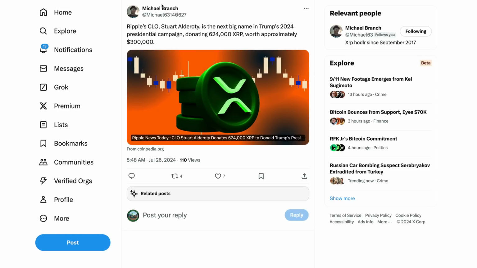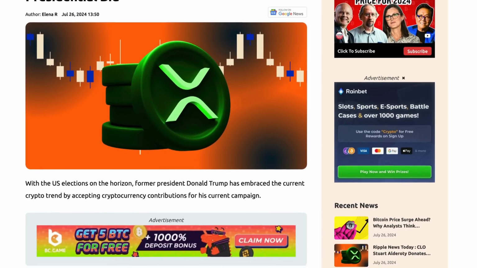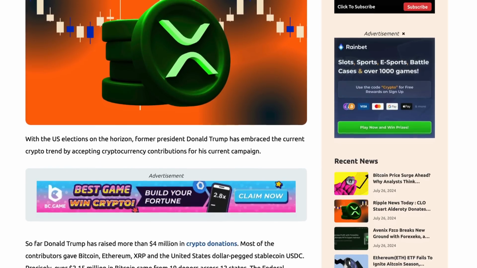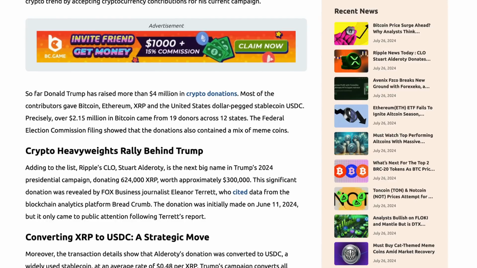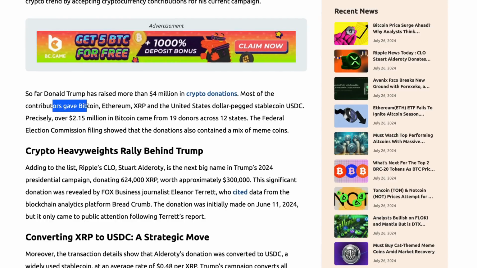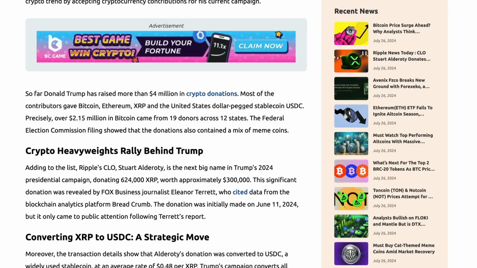Stuart Alderoty, the CLO, in-house counsel at Ripple, he just supported Trump with a $300,000 donation. So it's the next big name in Trump's 2024 presidential campaign. With the U.S. elections on the horizon, former President Donald Trump has embraced the current crypto trend by accepting cryptocurrency contributions for his current campaign. So far, Donald Trump has raised more than $4 million in crypto donations. Most of the contributions were given in Bitcoin, Ethereum, XRP, and the United States pegged dollar stablecoin USDC.